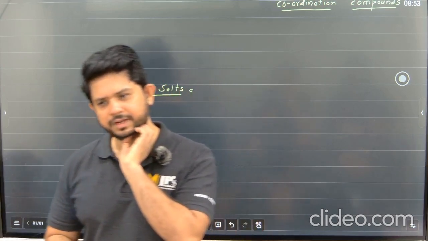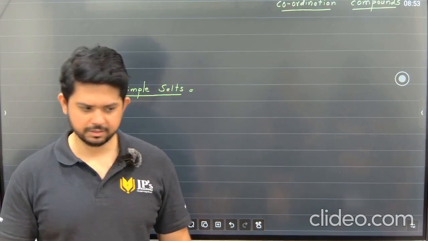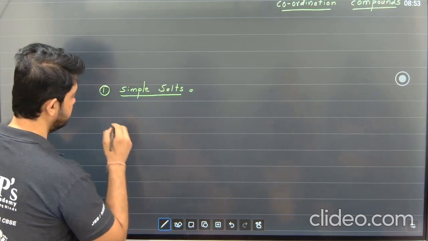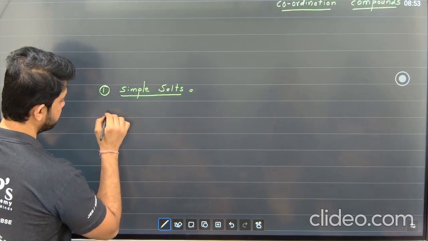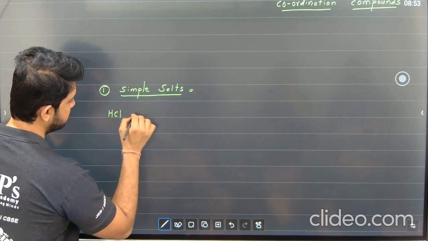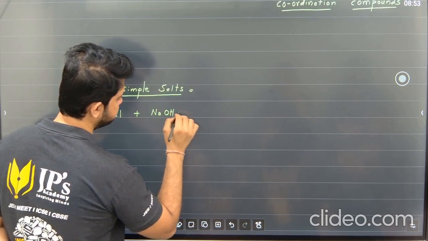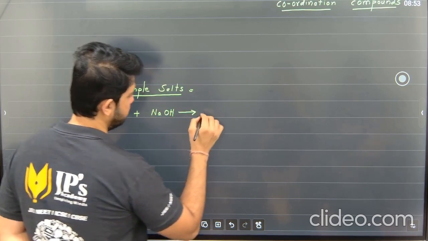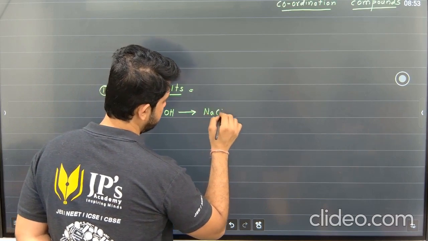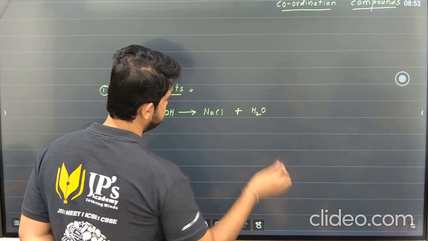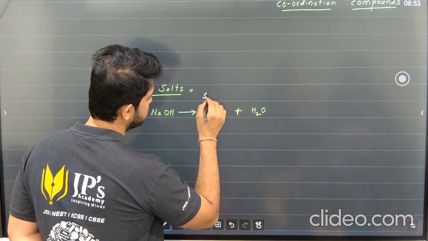जैसे कि for example, if I take NaCl. How do you get this simple salt? NaCl वाला salt कैसे मिलता है, people? You take HCl plus NaOH. क्या देता है अपने को वो? NaCl plus H2O, and this is your simple salt.